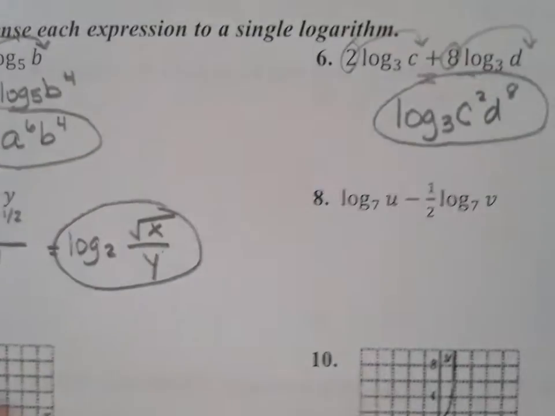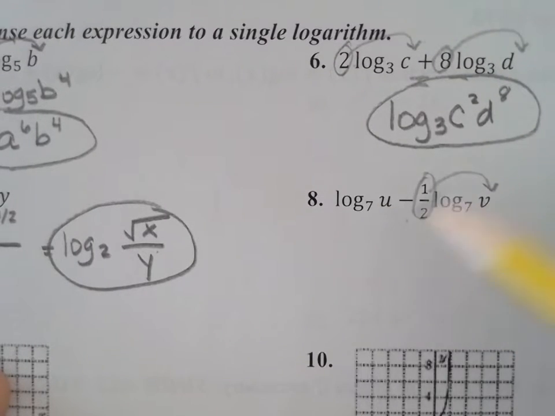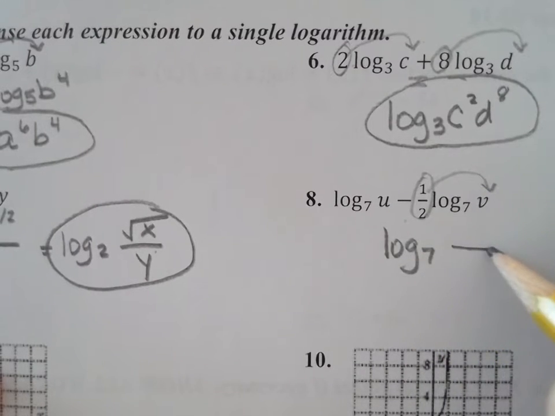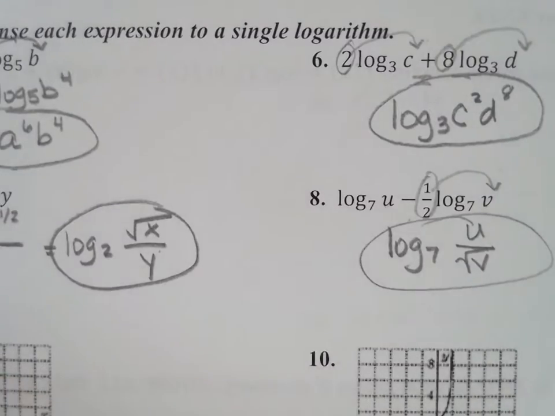Over here, again, I'm going to apply power first. And I'm subtracting, so this is going to be quotient. Log base 7 of u over, if I do v to the 1/2, that's square root v. And I'm not concerned with you rationalizing now. I'm just wanting to see if you've got the rule.